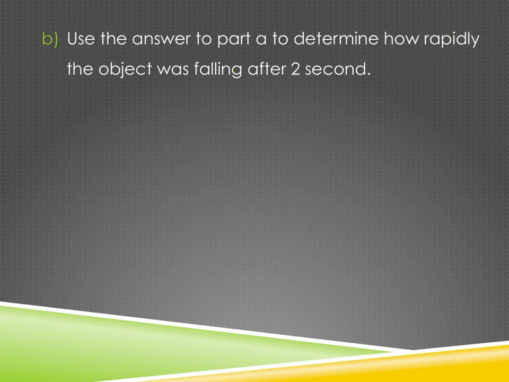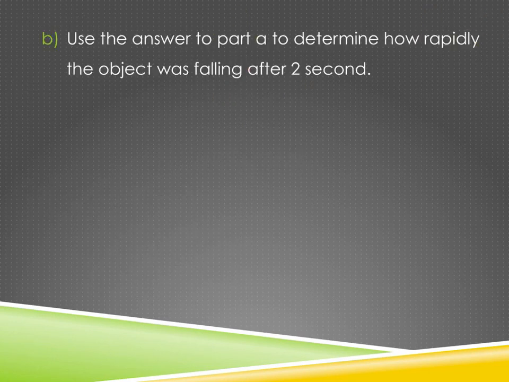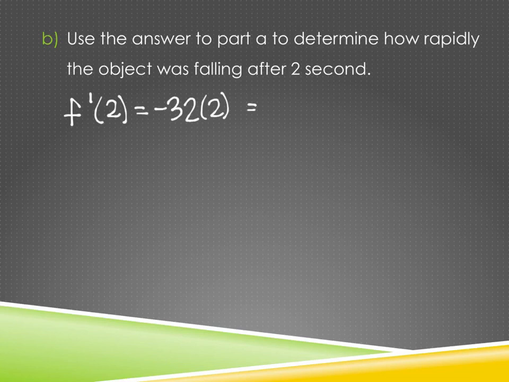Part B then asks us to use that answer to determine how rapidly the object was falling after 2 seconds. Remember, derivatives tell us how things change. So that's what's answering this question. How rapidly is it falling? And the reason I know it's falling is because it is negative, by the way. Negative 32t, so this is decreasing. So after 2 seconds, f prime of 2 is negative 32 times 2, which is what? Negative 64, you got it.